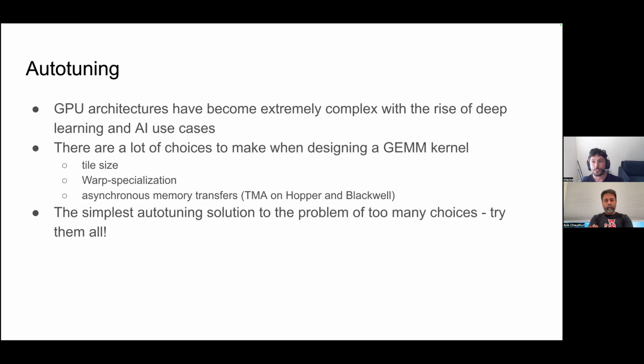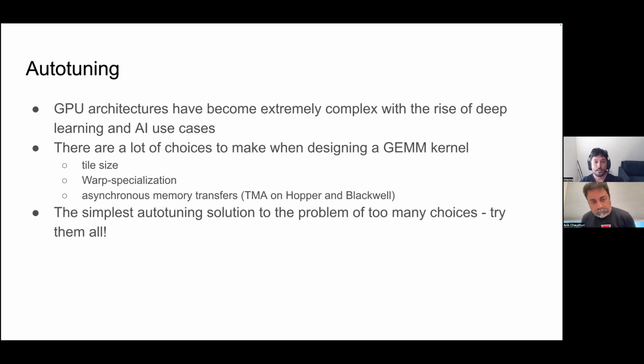So now I'll briefly talk about what auto tuning is. GPU architectures over the years have become extremely complex with the rise of deep learning and AI use cases. And as the hardware doesn't just naturally get better every year with transistors getting smaller, there are a lot more choices built into GPUs to optimize different gem kernels. Some of these choices are like tile size. That would be the sub matrix that you're going to multiply when you're doing a matmul. You can pick different tile sizes to align with the cache size of the specific GPU you're using, and that can get you better performance.